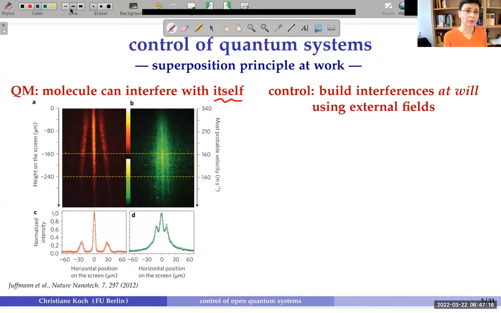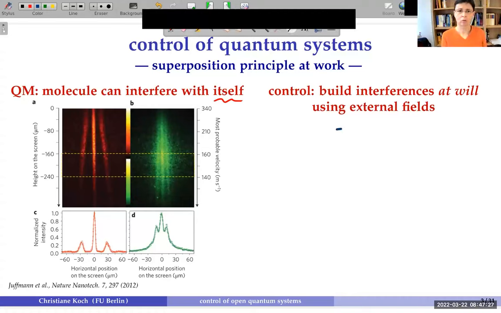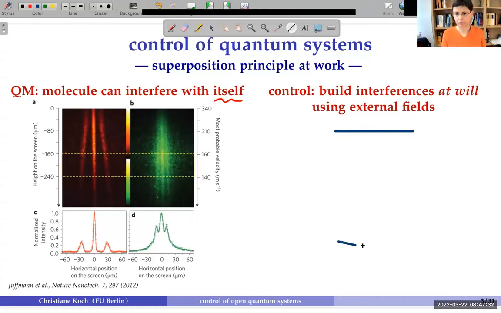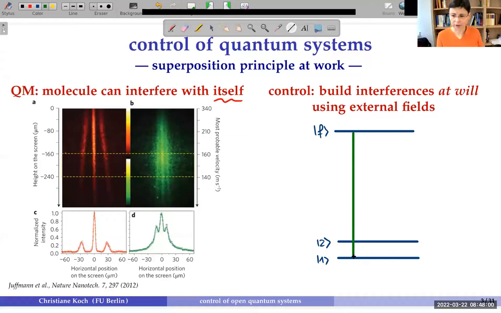Let me draw a sketch of how we envision this analogy with a double slit experiment. So let's assume I'm starting from a coherent superposition of two states, and I can excite them to a joint final state. So we have here 1 and 2, and this would be F for final. And now let's say I have one external field that couples me from state 1 to state F, and I have another external field that couples me from state 2 to state F. So what I'm assuming here is that this is frequency omega 1, frequency omega 2.